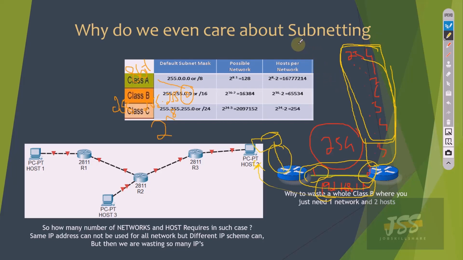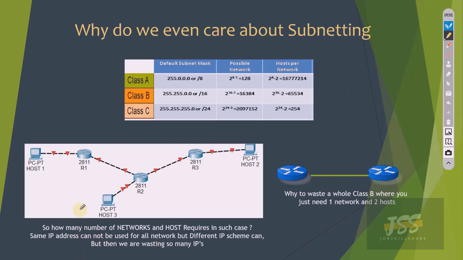So this is where subnetting helps us. Subnetting will divide, and in the next slide I guess we are going to talk about that in a lot of detail. So here I have mentioned how many networks and hosts are required in such a case. If I ask you how many networks do we have here? We have 1, 2, 3, 4, and 5. So we have 5 networks.